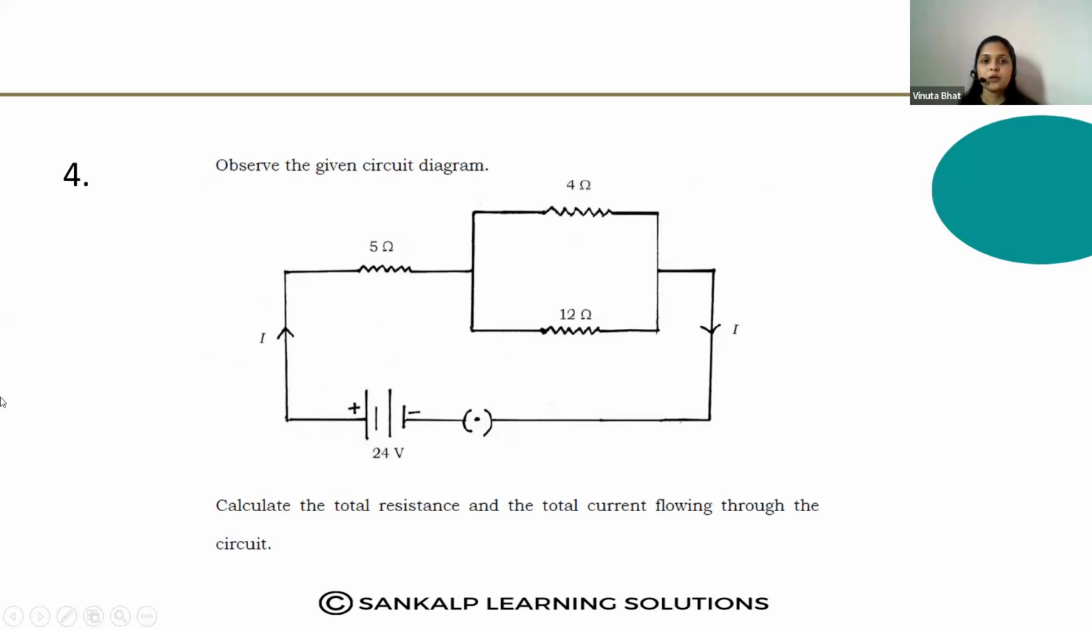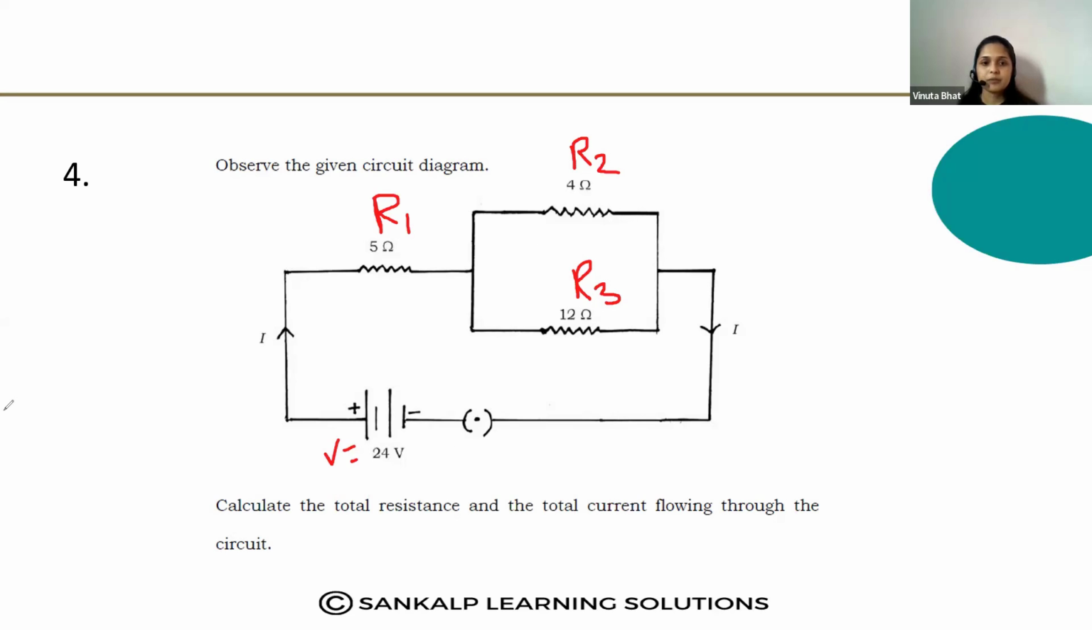Next question. Observe the given diagram and calculate the total resistance and total current flowing through the circuit. Let us take R1 as 5 ohm, R2 as 4 ohm and R3 as 12 ohm. These two are connected in parallel and this is connected in series to this, and V is equal to 24 volt.